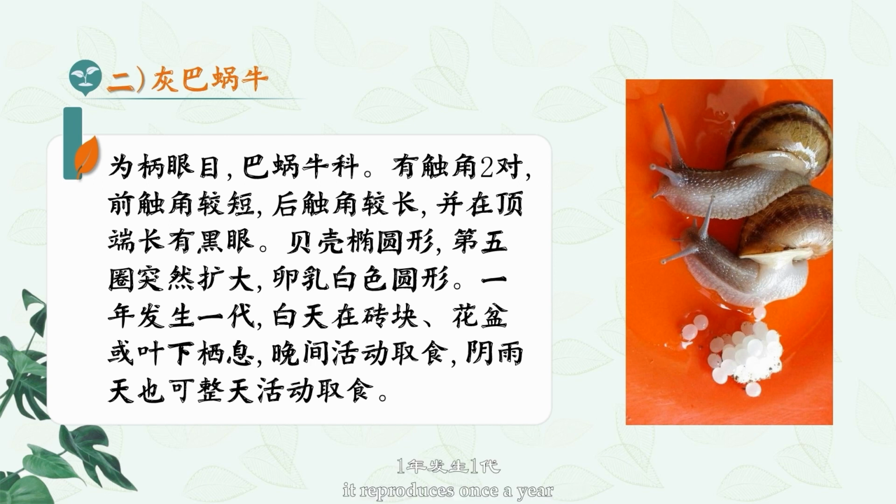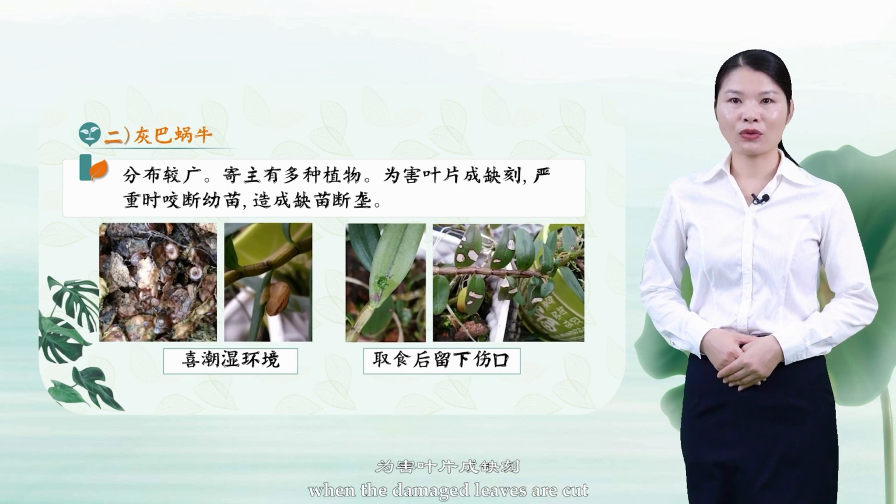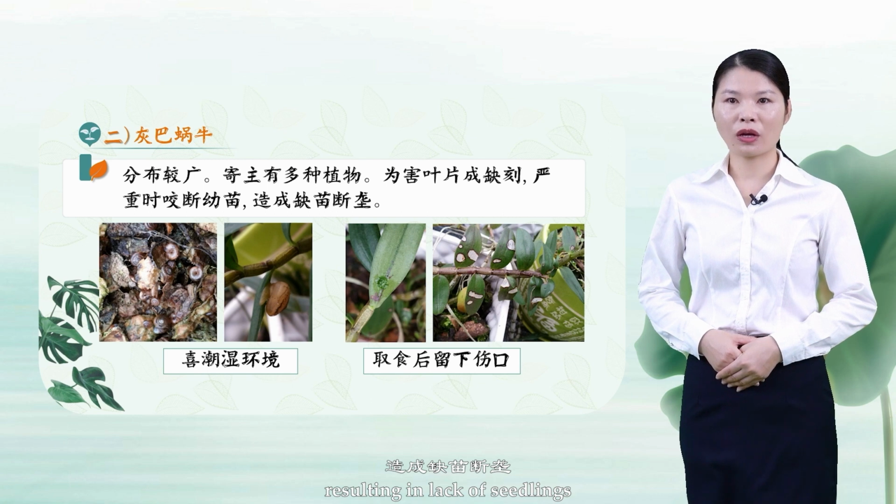It reproduces once a year, living under bricks, flower pots, or leaves during the day, and feeds at night. It can also feed all day on rainy days. The snail is widely distributed and can live on many kinds of plants. When the damaged leaves are cut, the seedlings will be bitten off, resulting in a lack of seedlings.